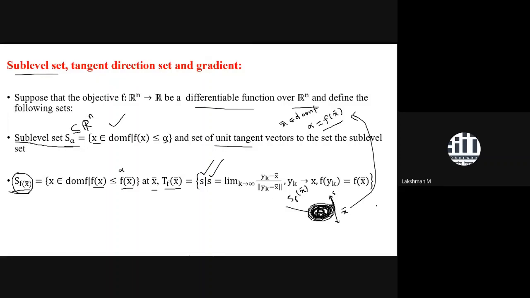So if you are dealing with a function of two variables, we see two directions. Suppose you are dealing with a function of three variables. How many directions will you observe?